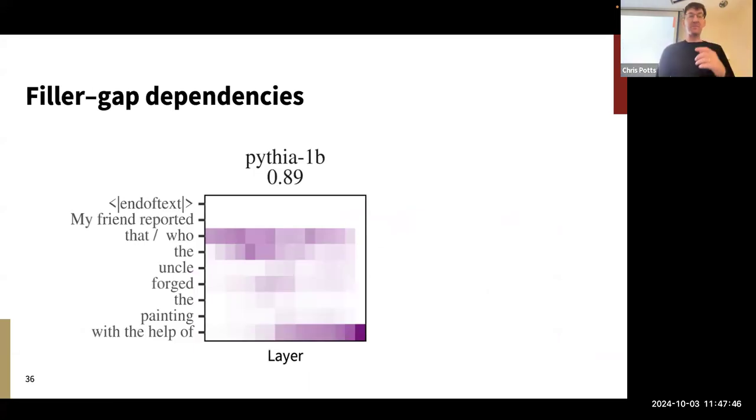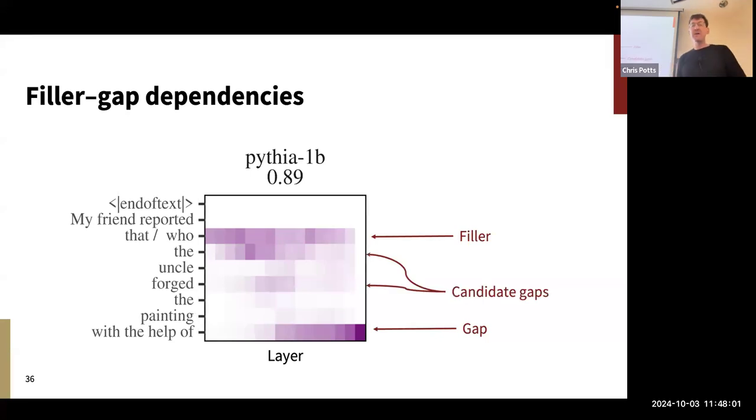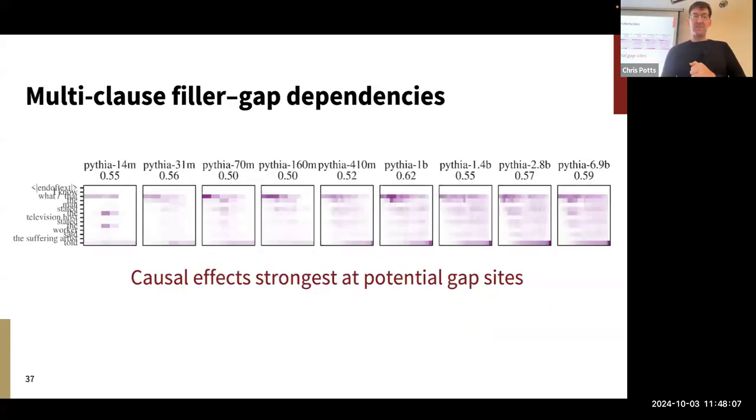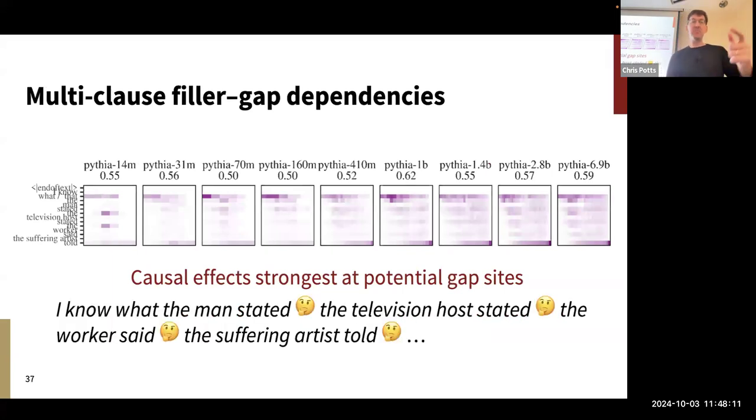Just quickly for filler-gap dependencies, this is like "my friend reported that" or "who the uncle forged the painting with the help of." So we're starting to track a relative clause in this case. You can see a causal effect of the filler, of course, a causal effect of the gap. And then interestingly, the model definitely thinks that there are other potential gap sites. And that same effect is across time.